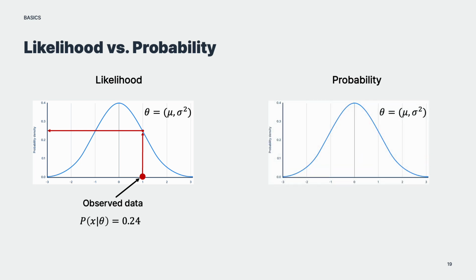In contrast, probability refers to fixing the model parameters and varying the expected event, computing how likely that event is to occur under the model. This is done by integrating the probability density function, PDF, over the event region. In the given example, the probability of a certain event occurring under our model is 0.21.